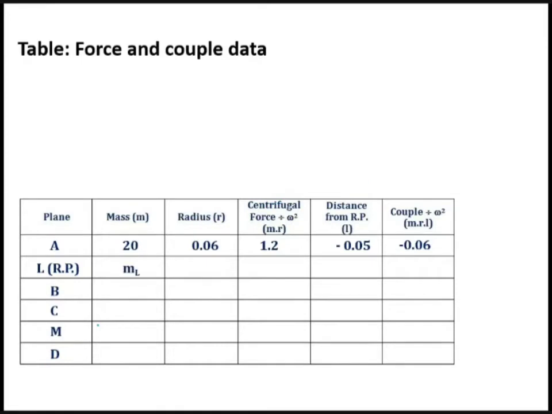Now next is ml. ml is the unknown, keep it as it is. What is the radius of rotation of mass ml, the distance from the axis of rotation? It is given as 7 centimeter, that is equal to 0.07 meter. So the centrifugal force will be 0.07 ml. And the distance from the reference plane: this L is itself the reference plane, so the distance from the reference plane will be 0. And the couple will also be 0.